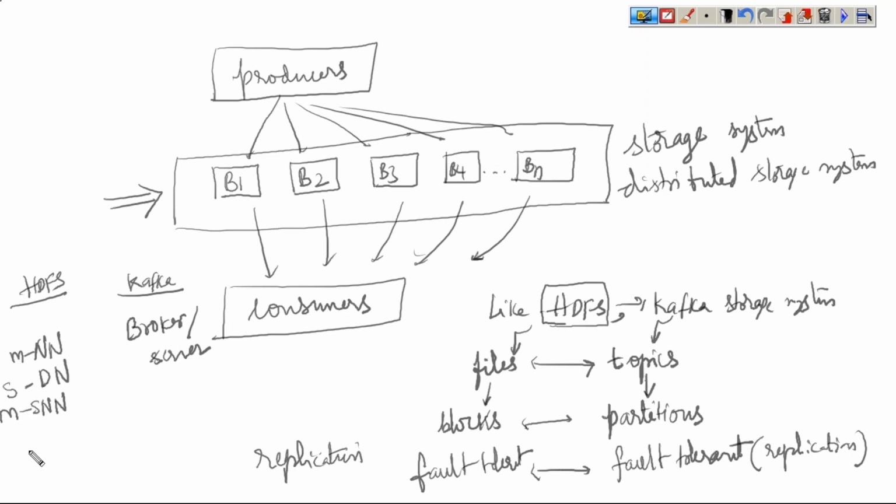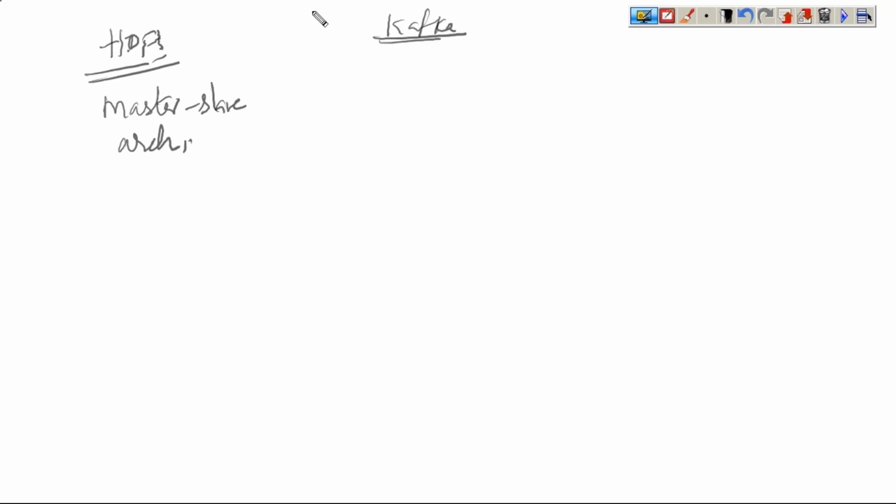Okay, name node is a master process. Similarly, secondary name node is also a master process, and data node is a slave process. Let me write on another page. Okay, HDFS. In HDFS, the architecture of data storage is master slave architecture. And Kafka is not a master slave architecture. There is no master, no slaves. Only one process will run, that is called broker. So it is called peer-to-peer architecture.